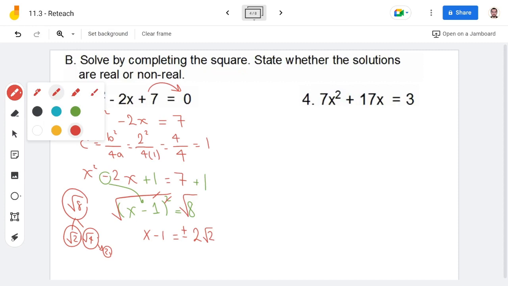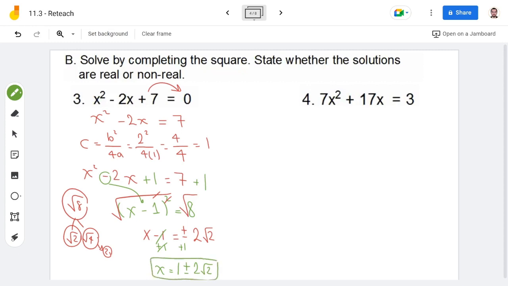Now let's take the minus 1 to the other side. So it will be positive 1, positive 1. So these cancel out. So x is equal to 1, positive, negative 2 square root of 2. So that's the final answer.